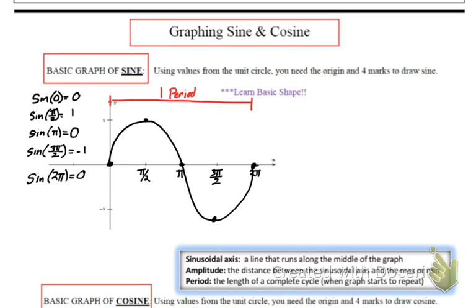What was that, Nick? It's like a wavelength. It's like a wavelength, yep. All right, that's our period.